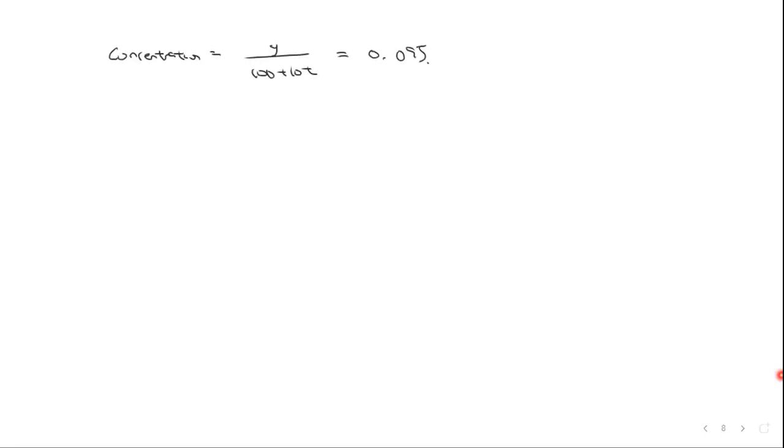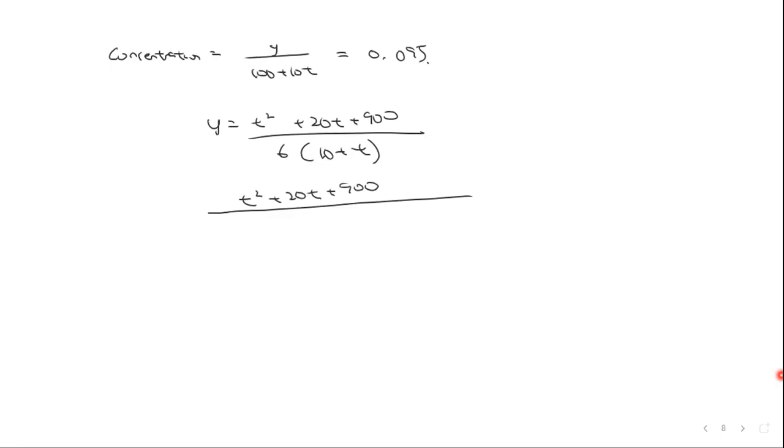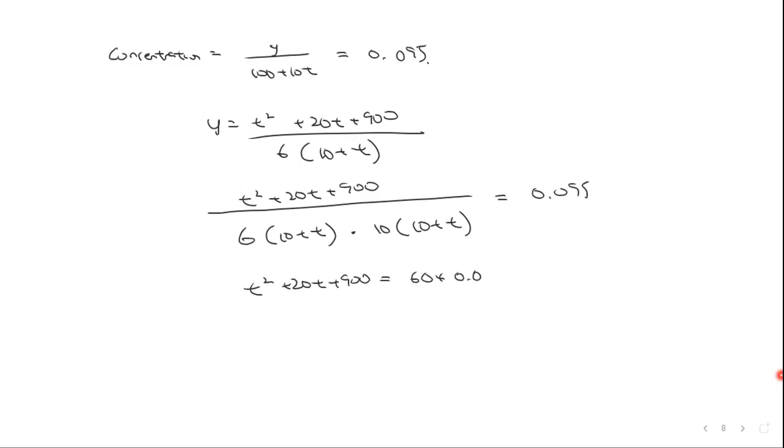Well, we know that y must equal t squared plus 20t plus 900 all over 6 times 10 plus t. We know that. So we just sub that in. So t squared plus 20t plus 900 all over 6 times 10 plus t. Then you need to divide by 100 plus 10t, which is another 10 plus t, equals 0.095. So I guess we've got t squared plus 20t plus 900 equals 60 times 0.095 times 10 plus t all squared. So looks like we've got a quadratic on our hands with not particularly nice numbers. Not the worst, but not particularly nice numbers.